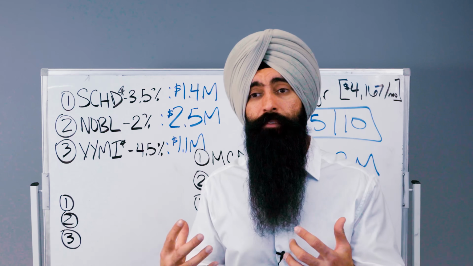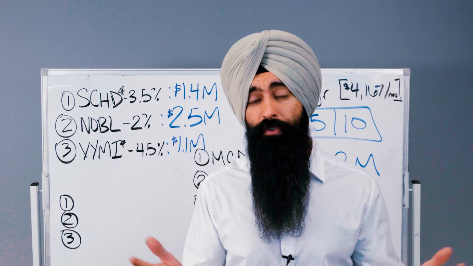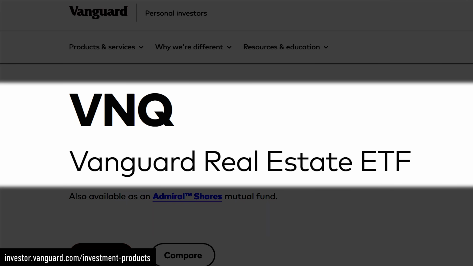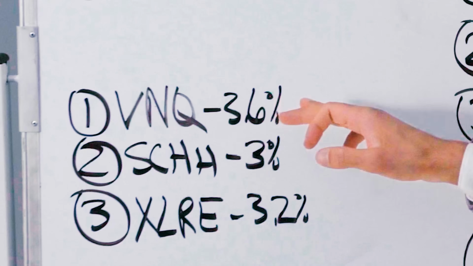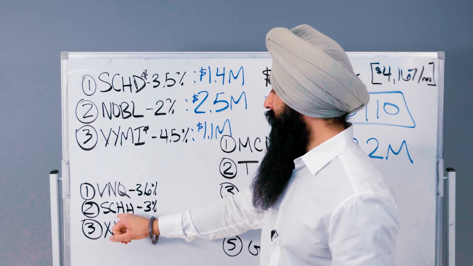I get the tax benefits and it's mine. But that's just me. Other people love REITs, so let me show you what that looks like. For example, VNQ is an ETF created by Vanguard. This invests in office buildings, hotels, and other real property. At the time of recording this video, it has a 3.6% annual dividend.